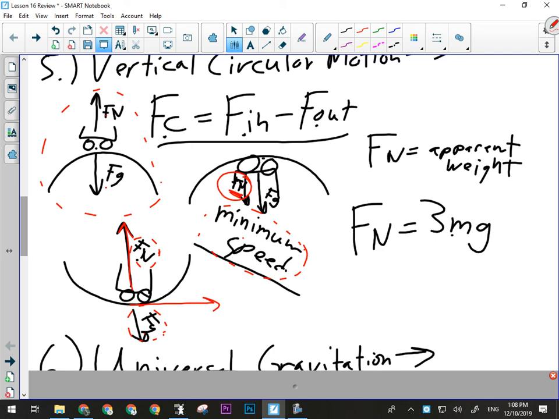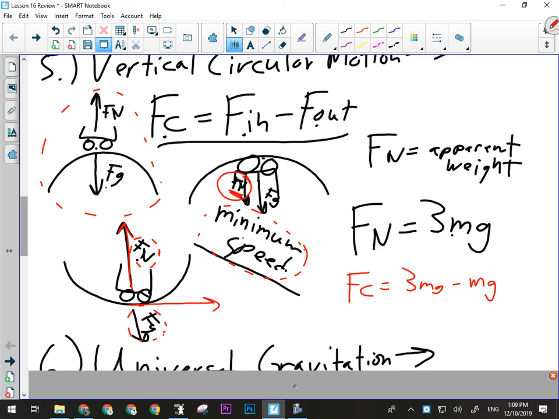All right, and we had a couple of questions where they said, what would the radius of the circle be for someone to feel 3 times their normal weight? And we said, in a situation like that, Fc would be forces in, normal force, minus forces out, gravity. But since we feel 3 times heavier than normal, we substitute in what 3 times normal looks like: 3mg minus mg. And then we solve from there.